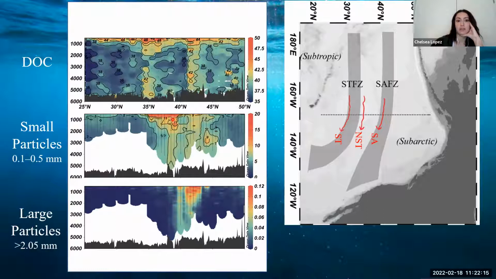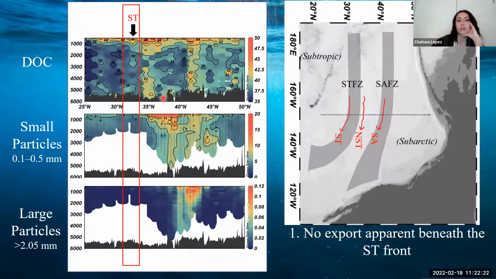You can see that between all 3 of these profiles, they are different, and I want to figure out why. I'm going to point out the observations, and then I will try to explain why I think you see these profiles. Here, this is a subtropical front. Right here in the transect, you can see that there's not a lot of DOC enrichment. It's not one of these columns. There's some missing data here. No enrichment in small particles, no enrichment in large particles.